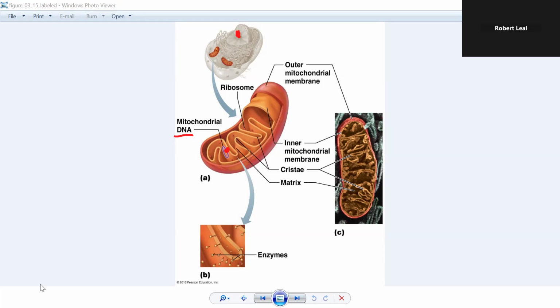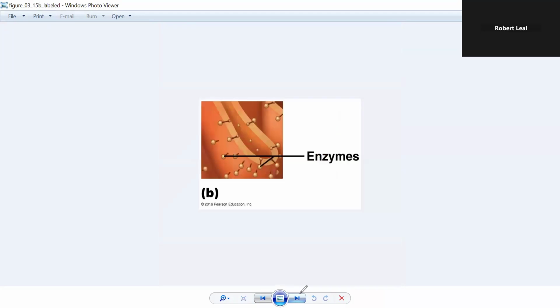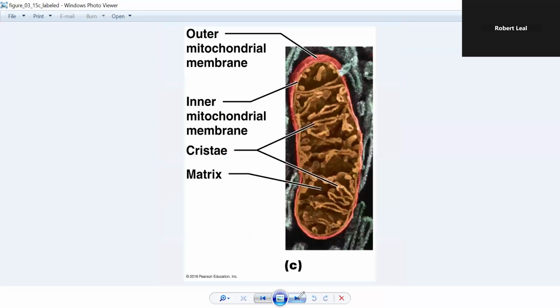Clear that. Let's go to the next slide. Oh, that's just a larger picture of the mitochondria. It has an outer cell membrane and an inner cell membrane as well. And then it has enzymes in the inner membrane to help make ATP. There's the picture of the enzymes. An actual electron microscope image of mitochondria.